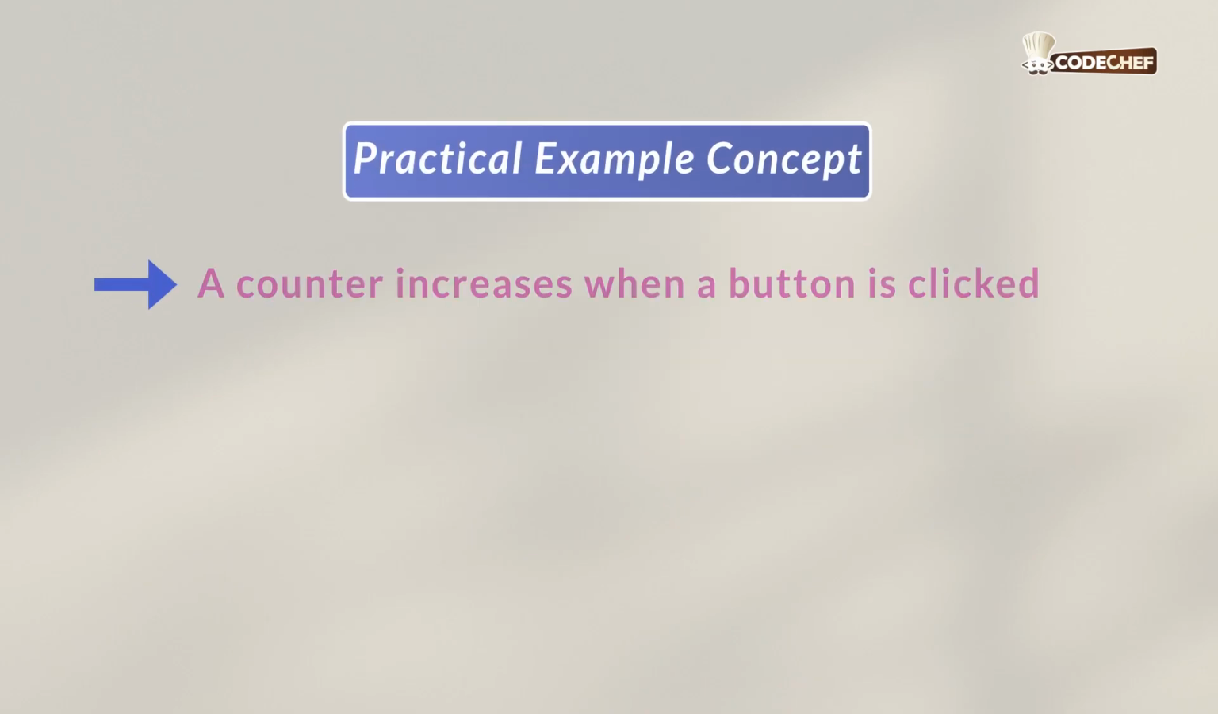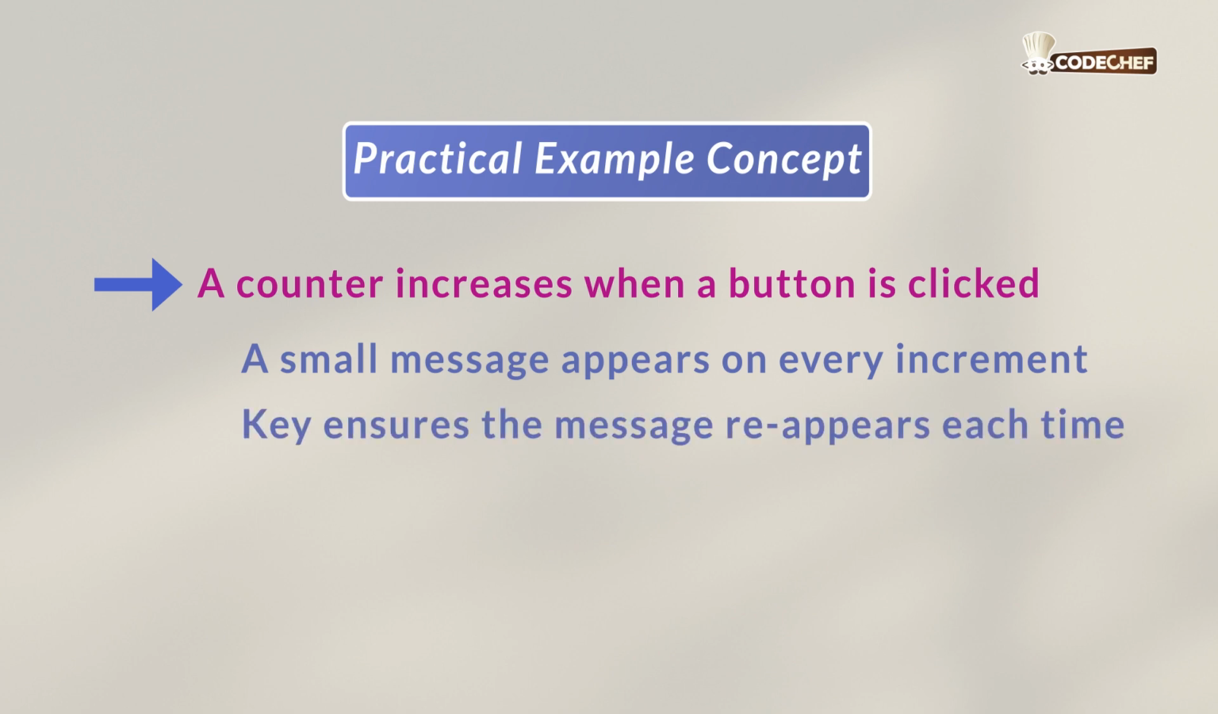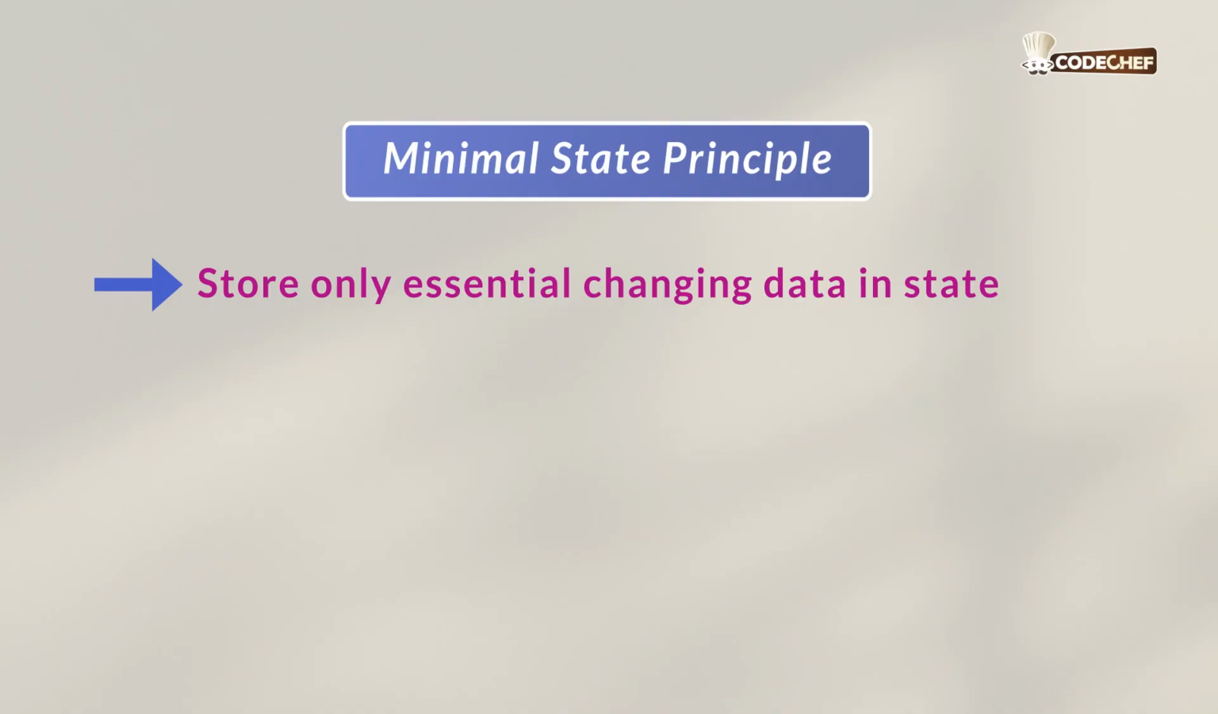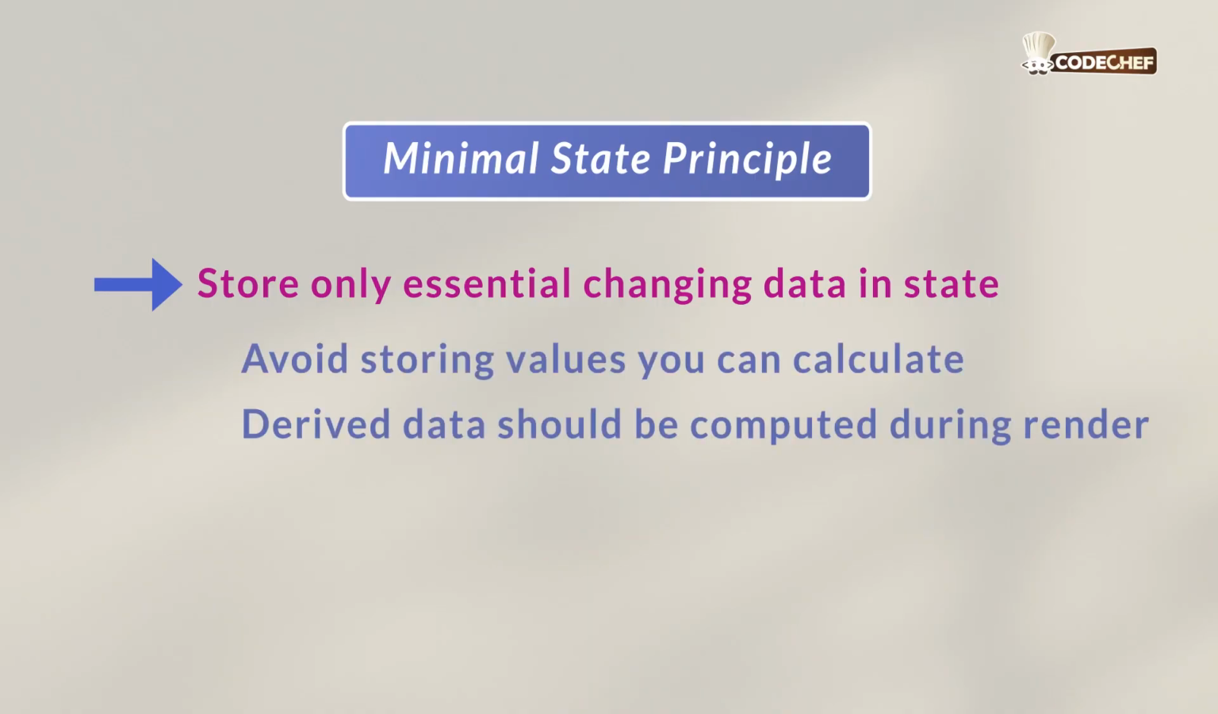Imagine a counter that increases when a button is clicked. Each time that value increases, we want a small visual indicator to appear. By changing the key each time, we ensure that indicator is recreated, so the animation runs every time. Another important idea is to keep state minimal. Only store values that truly need to change over time. If something can be calculated from existing state, don't store it, just compute it during render.